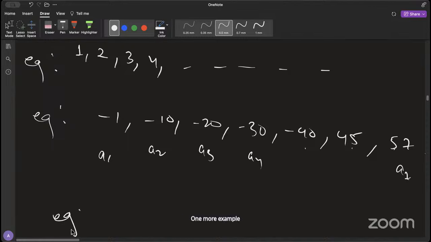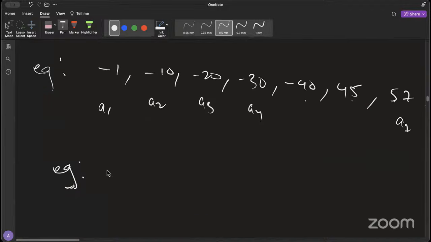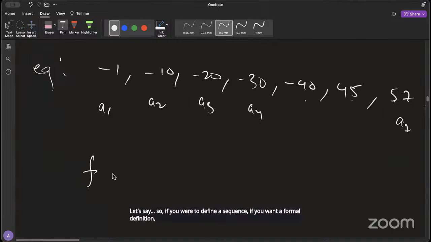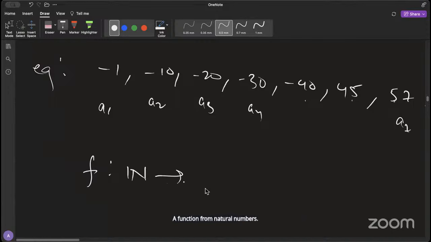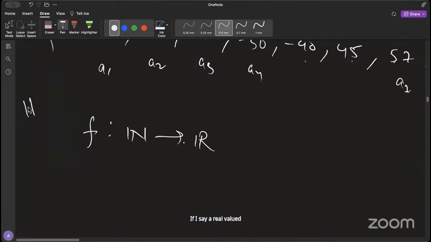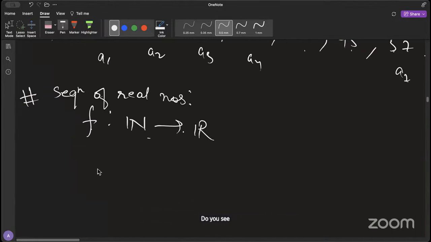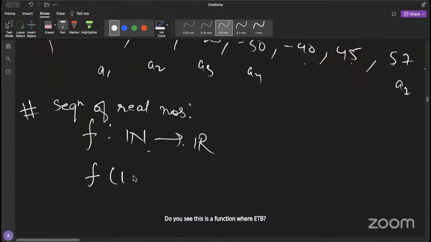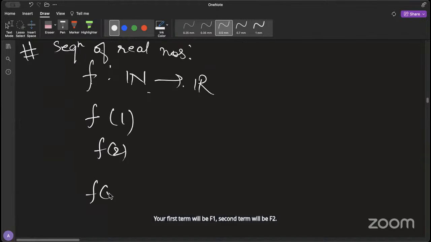One more example that you can take is, let's say, if you want a formal definition of a sequence, it's simply a function from natural numbers to real numbers. If I say a real valued sequence, a sequence of real numbers, which is what you're going to study, is basically a function from N to R. Do you see this is a function where your first term will be f1, second term will be f2, third term will be f3.